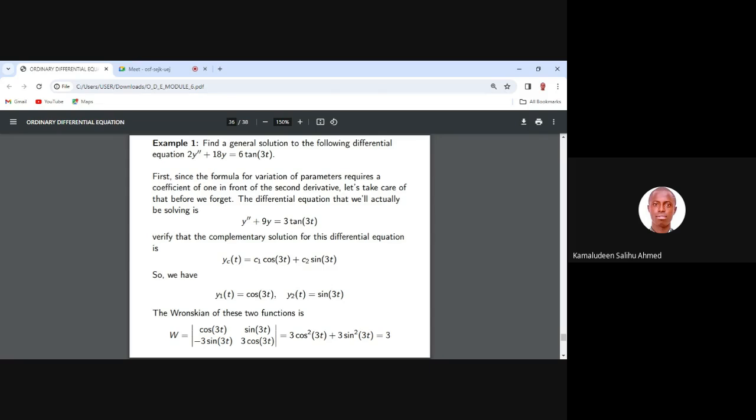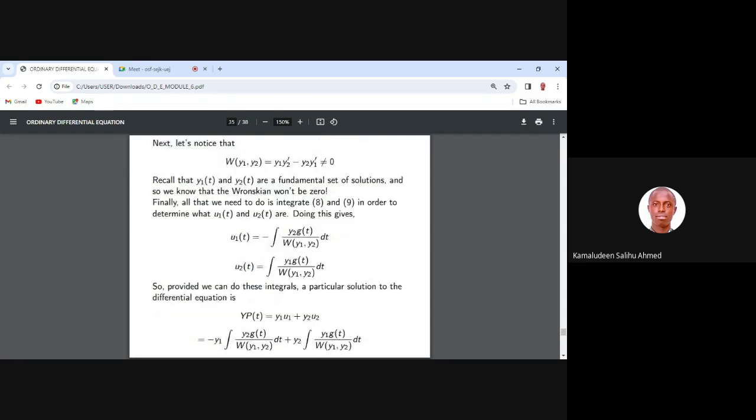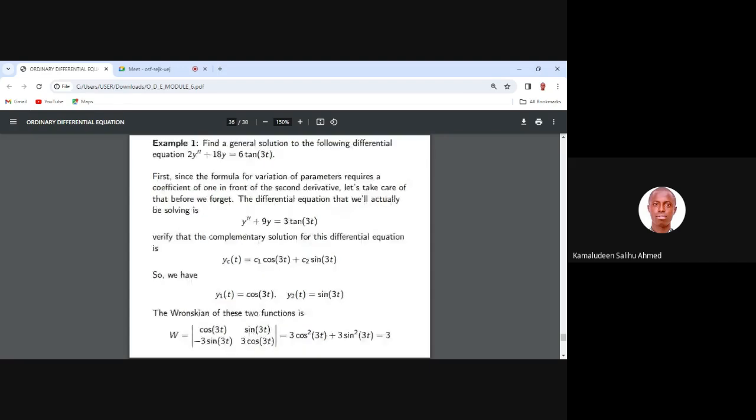After having your y1 and y2, the next thing is for you to find your what? The Wronskian. Because from the Wronskian, look at it here. You have W as a function of y1 and y2, which equals the determinant, y1 y2' minus y2 y1', and it must not be equal to 0. Okay, so now you know your y1, you bring it down. You know your y2, you bring it down.